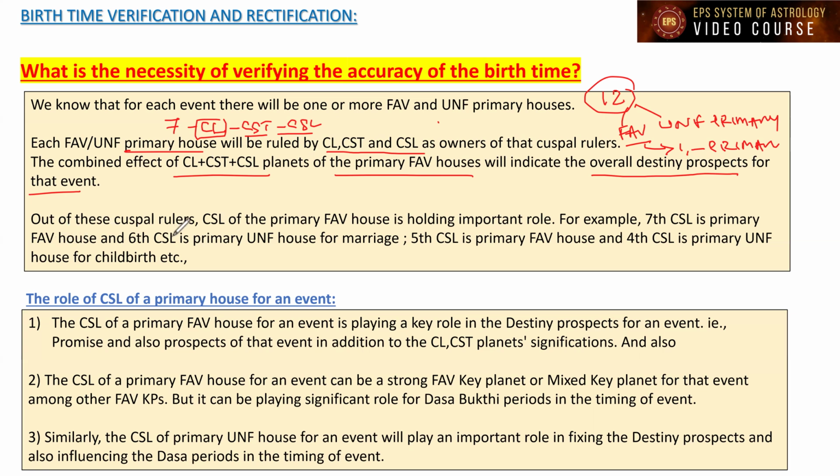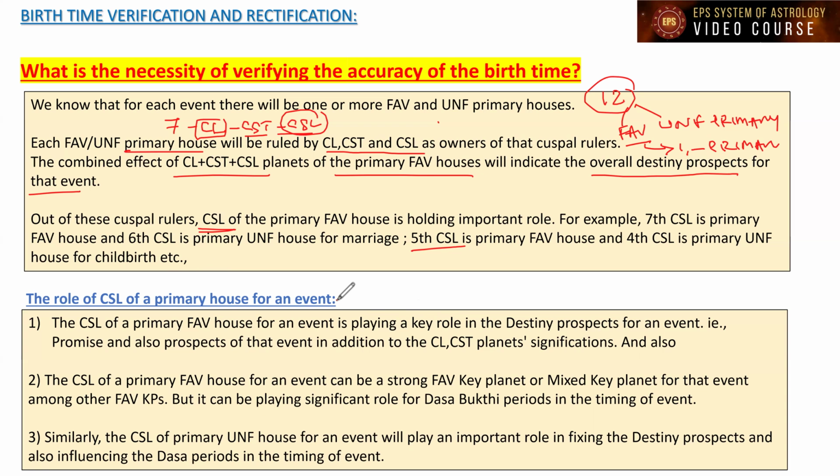Out of these cuspal rulers, the cuspal sublord, for example, the 7th cuspal sublord of the primary favorable house, is holding an important role because that is holding the final destiny prospects of the marriage prospects, in this case of the seventh house. For example, the seventh cuspal sublord is the primary favorable house and the sixth cuspal sublord is the primary unfavorable house for the event of marriage. Similarly, the fifth cuspal sublord is the primary favorable house and the fourth cuspal sublord is the primary unfavorable house for childbirth. So the cuspal sublord of the primary favorable house is holding an important role, it is said.